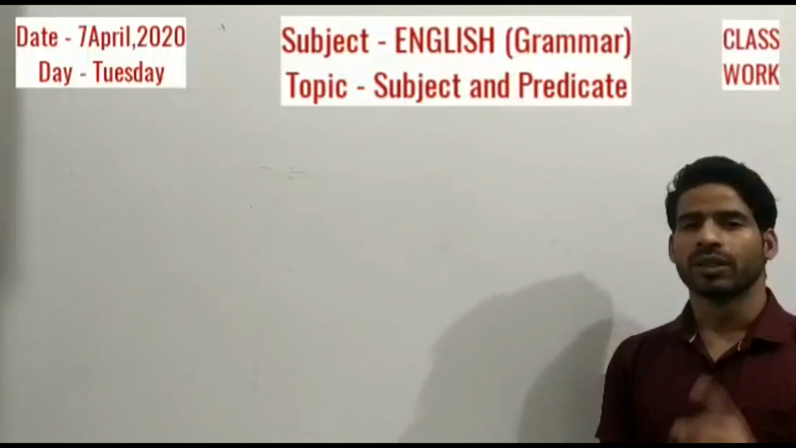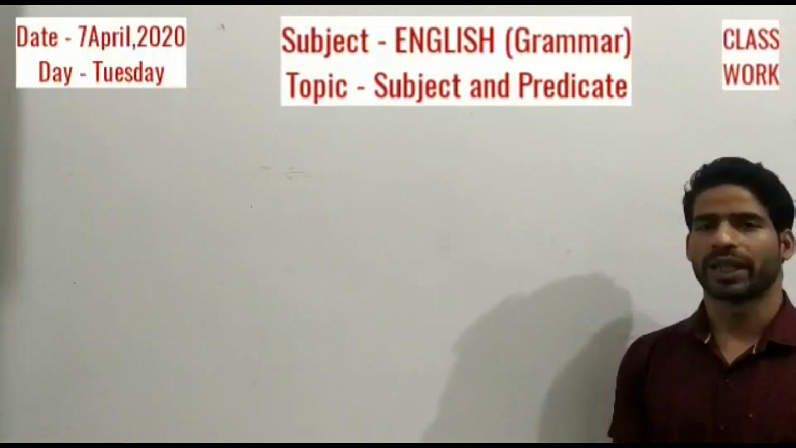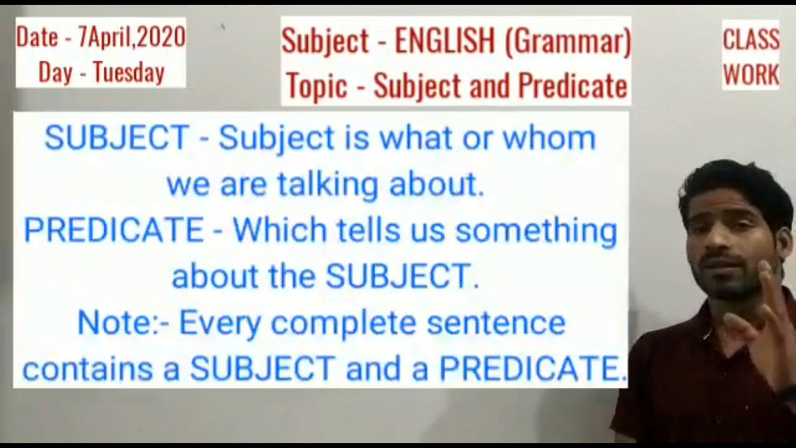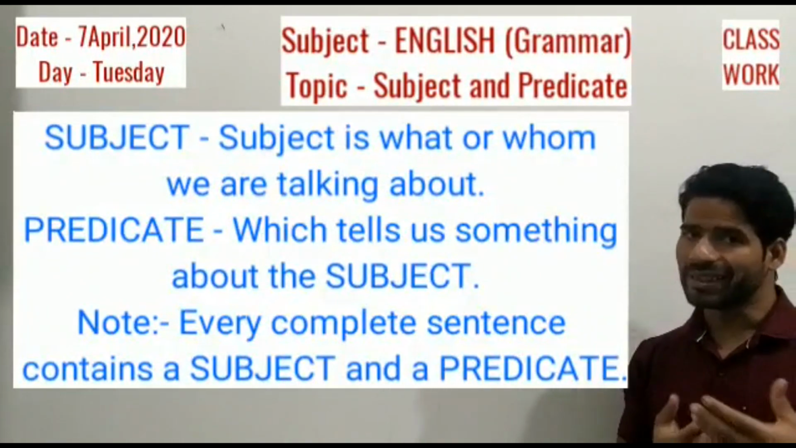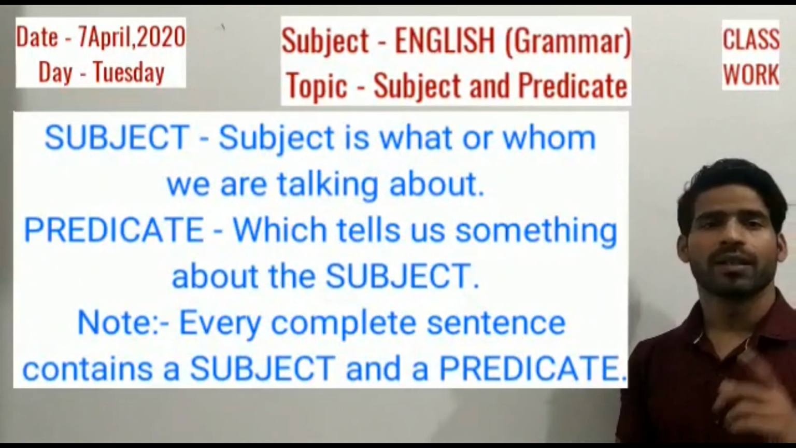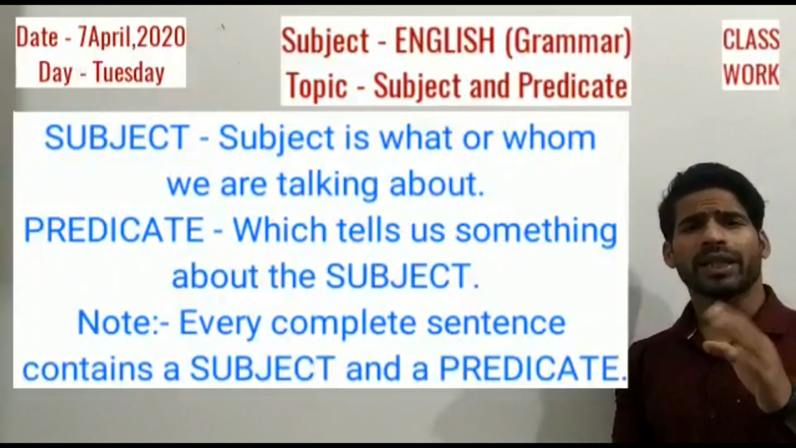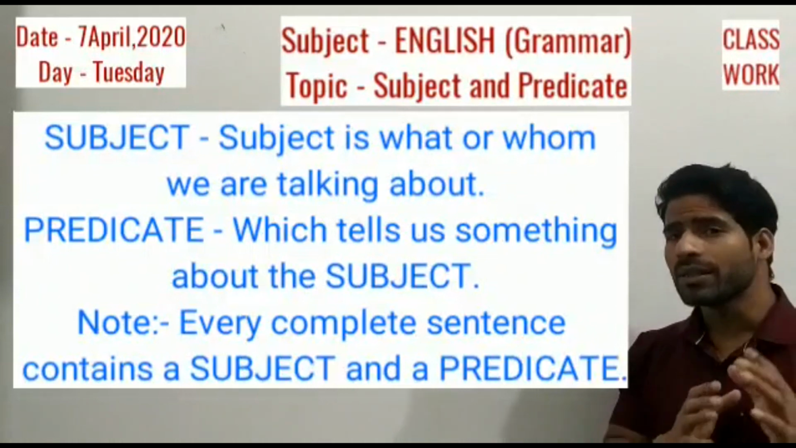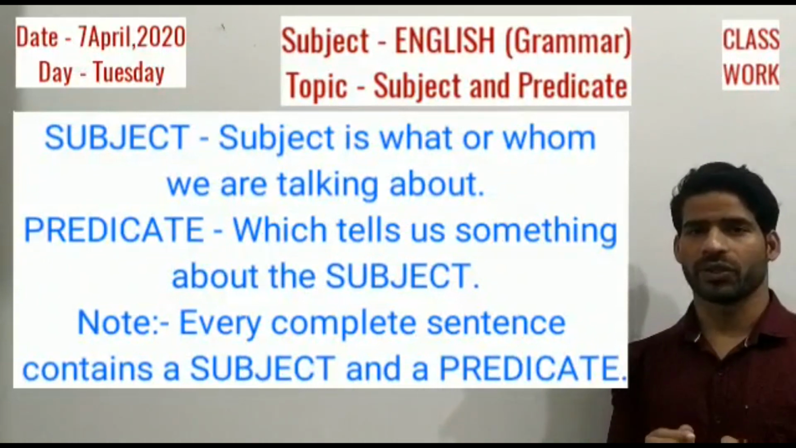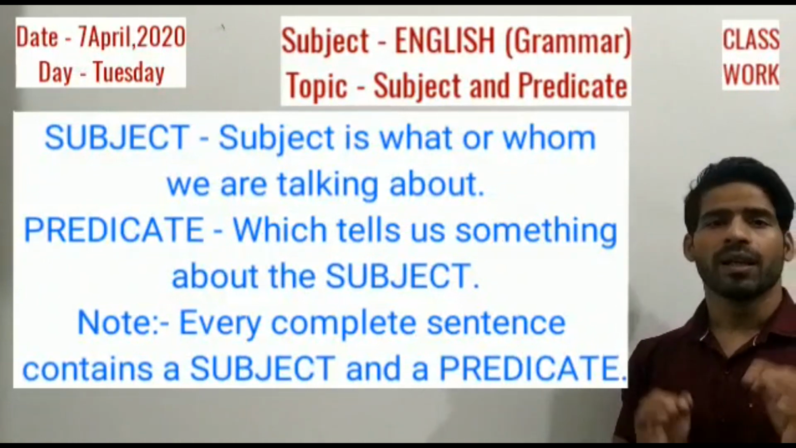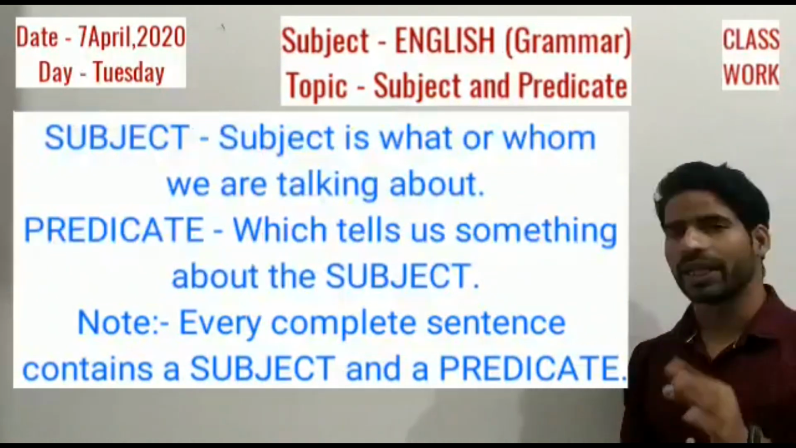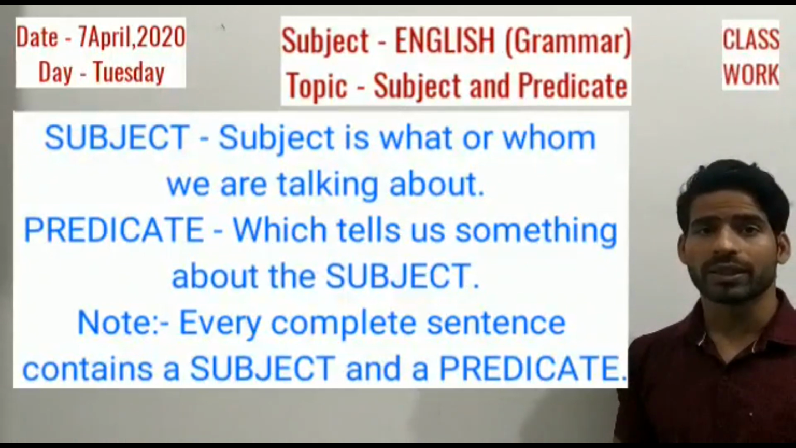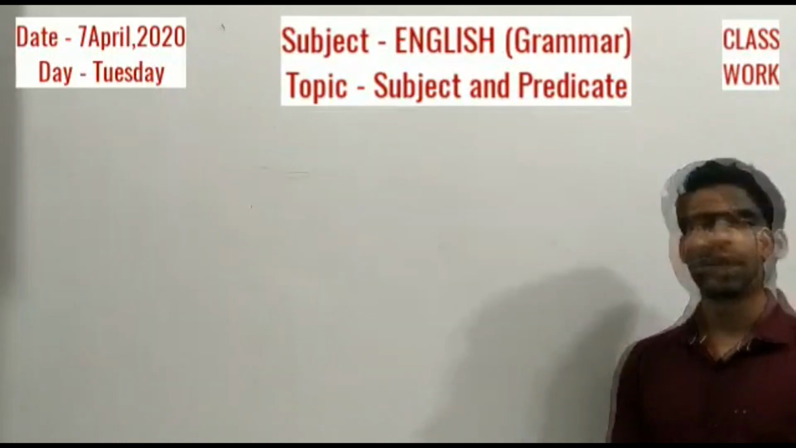Now let me give you the proper definition of subject and predicate. Here, subject is what or whom we are talking about in this sentence, right? And the predicate? Predicate tells us something about the subject. This is the definition. And note one more thing. In every sentence, there must be a subject and a predicate. Otherwise, it won't be considered as a complete sentence.